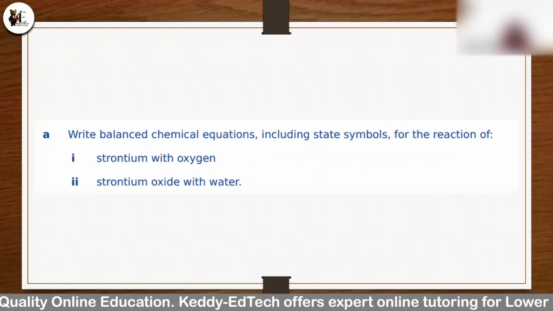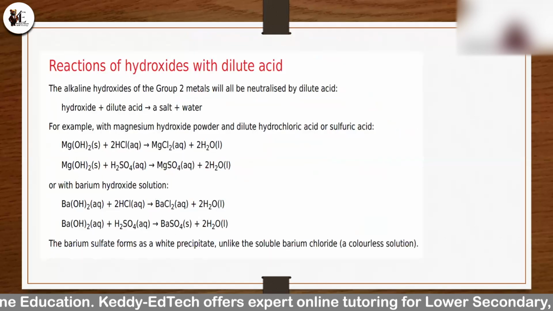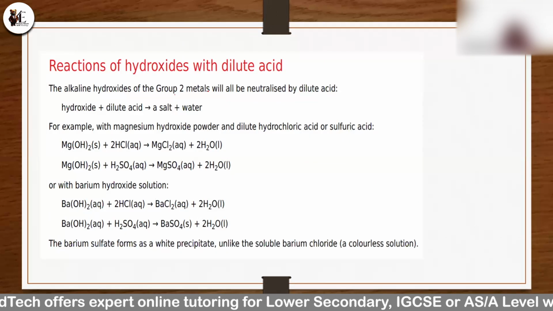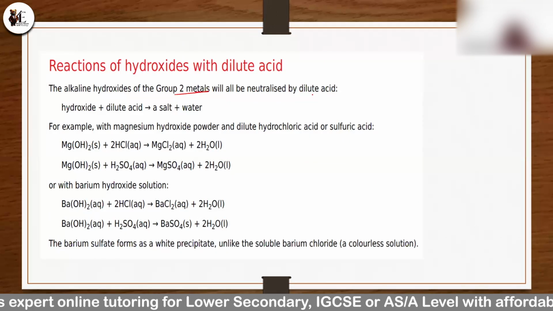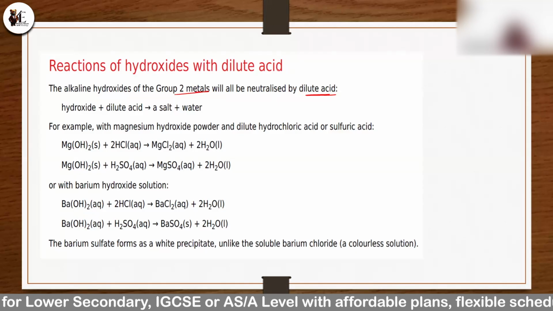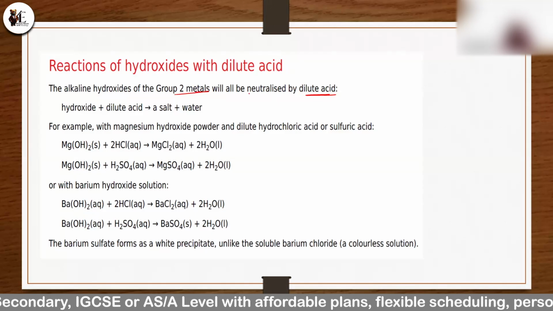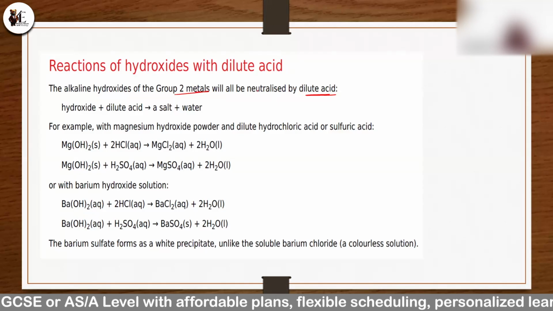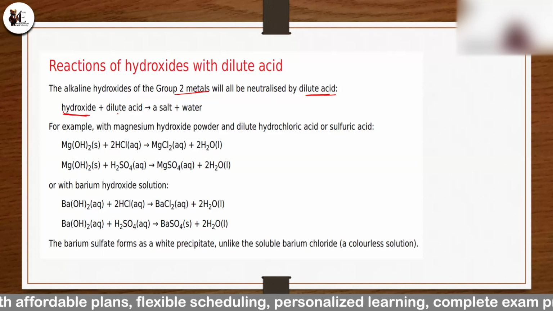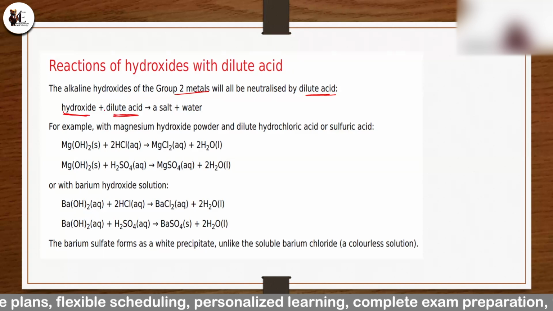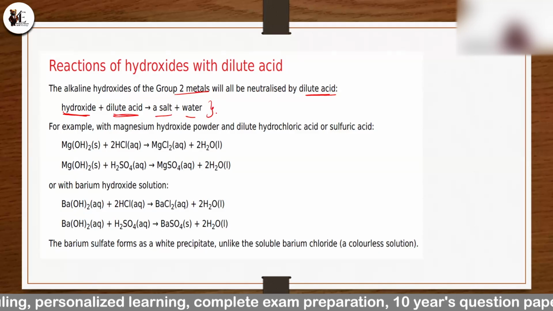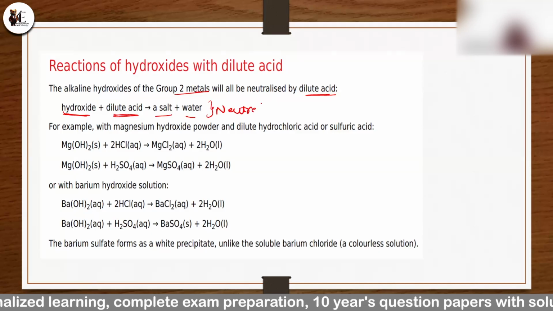Next we will study the reactions of hydroxides with dilute acid. The alkaline hydroxides of group 2 metals will all be neutralized by dilute acid. Neutralization means that when an acid and a base react, they form a salt and water. So the neutralization reaction takes place here. You have a metal hydroxide plus a dilute acid, in which the concentration of water is higher, so you have a salt and water. Those are your neutralization steps.